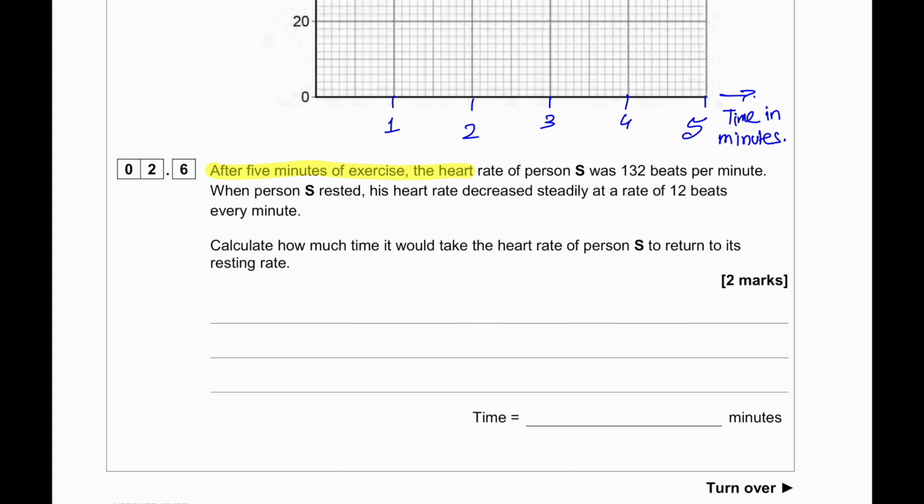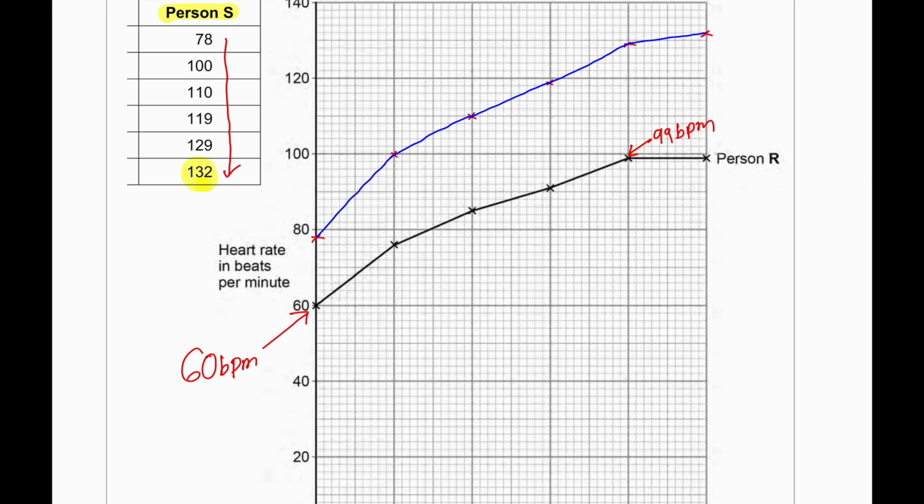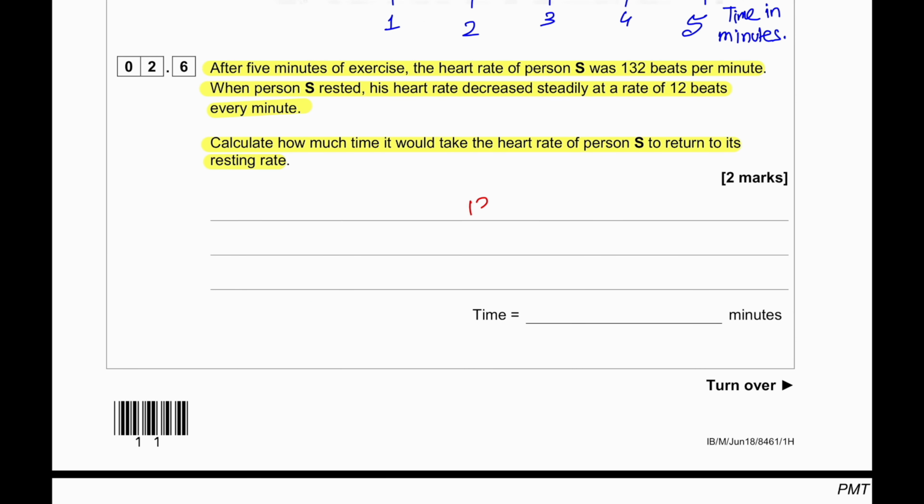After 5 minutes of exercise, the heart rate of person S was 132 beats per minute. When person S rested, the heart rate decreased steadily at a rate of 12 beats every minute. Calculate how much time it would take for the heart rate of person S to return to its resting rate. So person S had a maximum heartbeat of 132 BPM, starting from 78. So we need to do 132 minus 78, and divide it by 12. This will give us an approximate time of 4.5 minutes. So 4.5 minutes.